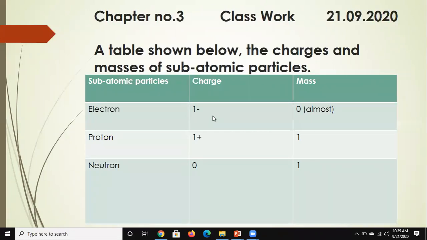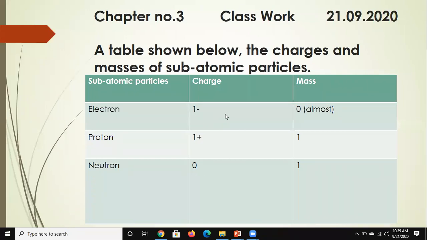Electron carries a negative charge. Okay, one minus or minus one, both are the same. You can write minus one or one minus, both are the same thing. So electron carries a negative charge. Proton carries a positive charge. Okay, one plus, or you can say plus one, both are the same thing. Neutron carries zero charge. Okay, what about the mass?